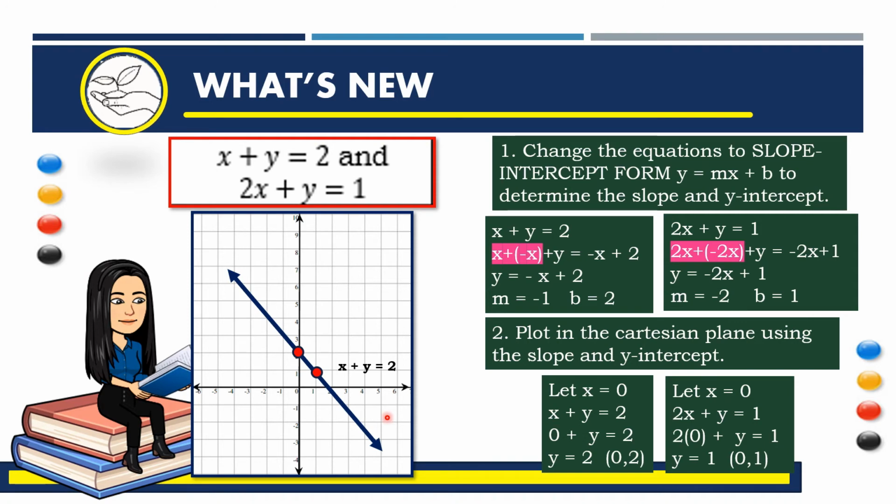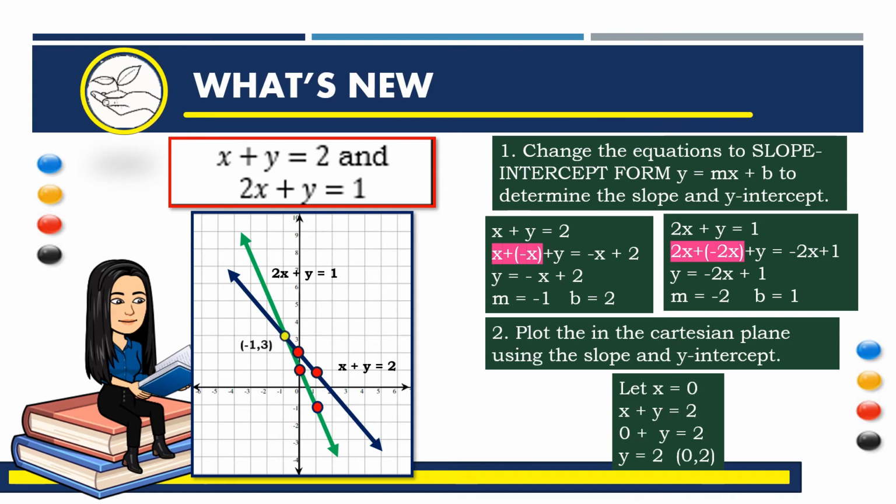This time, let's graph 2x plus y is equal to 1, wherein the y-intercept is 1, so the coordinate is 0, 1. So here's the coordinate, and the slope is negative 2, so we need to go down 2 units from the point of the intercept, and then 1 unit to the right. So here we are going to plot the point. So this is the graph of our equation 2x plus y is equal to 1. And as you can see, the lines are intersecting. Since the lines are intersecting, therefore they have a common point which has the coordinate of -1 and 3. Based on the graph, we can conclude that this system has one solution.